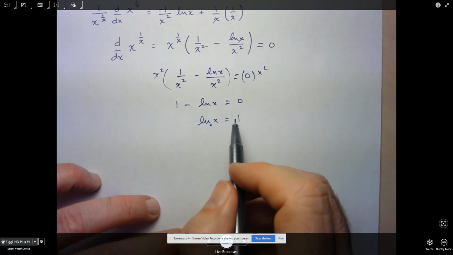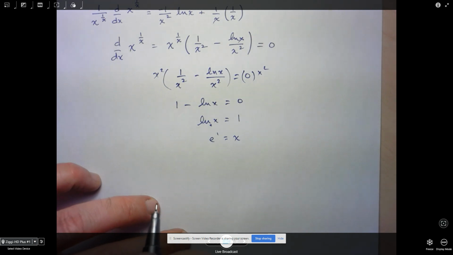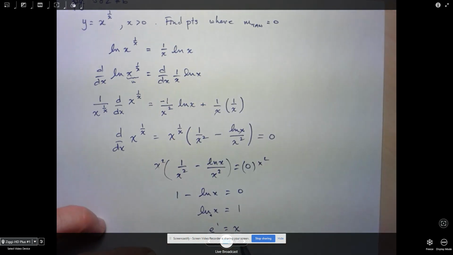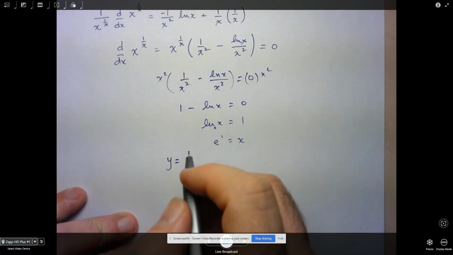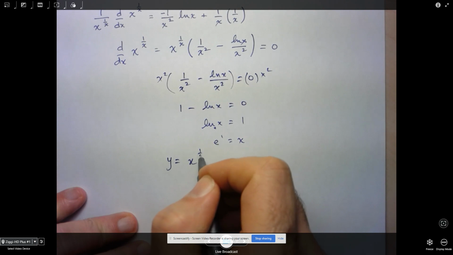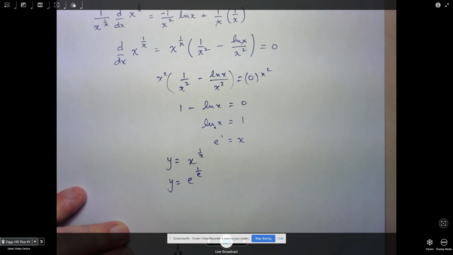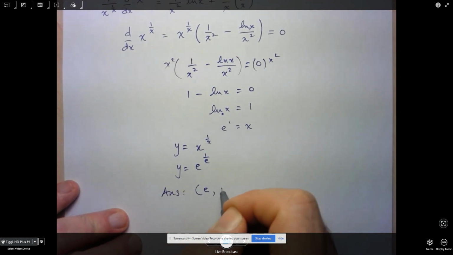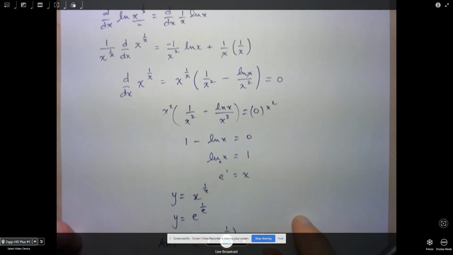So what do we have? We have e to the 1 equals x. In other words, x is equal to e. But of course, they're asking us for the points where this occurs. So we just need to take this x value and put it into the function. Here we have that y is equal to x to the 1 over x, so y is equal to e to the 1 over e. And so our answer here is that the point is e, e to the 1 over e. So let's recap.